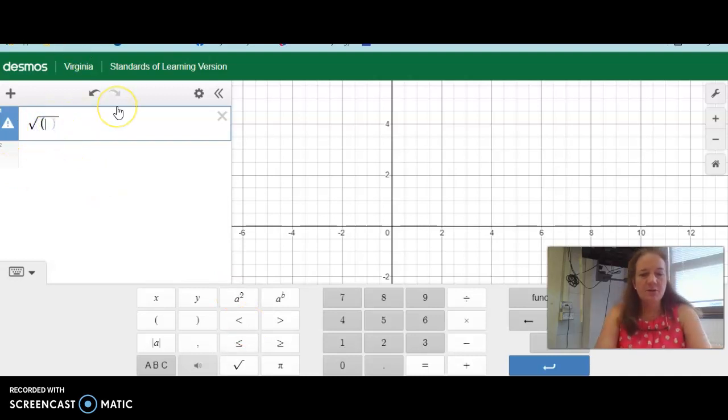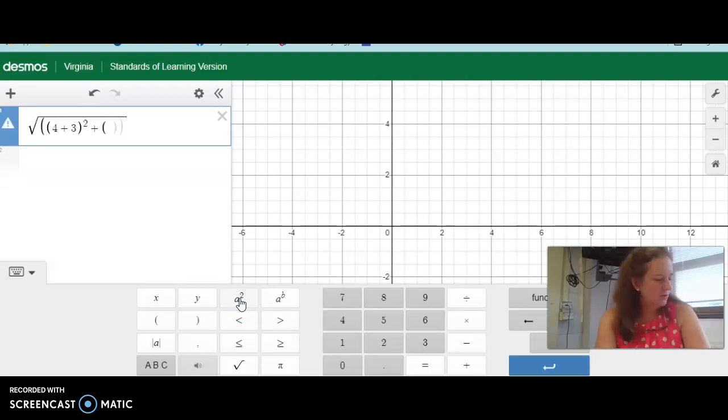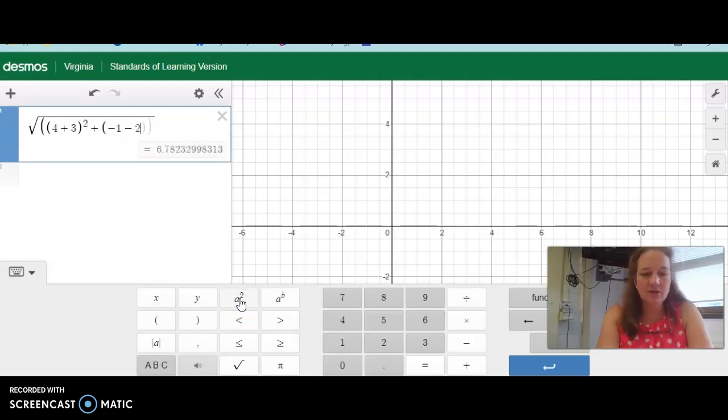Okay, so I'm going to type this in exactly the way that I had it on my paper. So the square root of 4, and a negative is a positive, so I'm going to turn that into a positive, squared, plus -1 minus 2 squared. And I end up with 7.61577777.